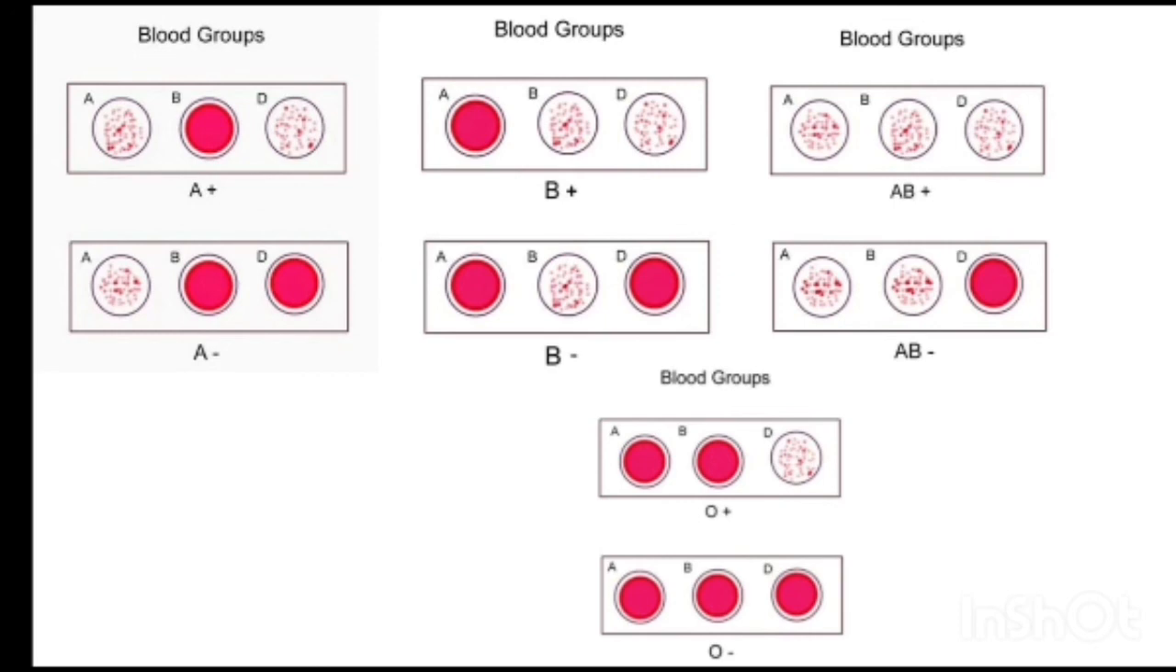All these diagrams present the type of reaction that we can observe in each particular blood group. Okay. So B positive, B negative, AB positive, AB negative, O positive and O negative. In case of AB positive blood group, the blood coagulates in anti-A, anti-B as well as anti-D. While in O negative blood group, there is no coagulation in anti-A, anti-B or anti-D.